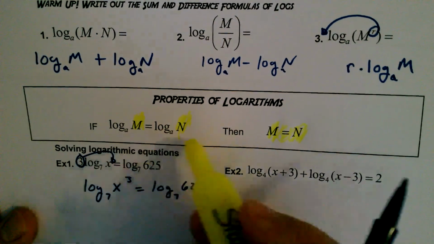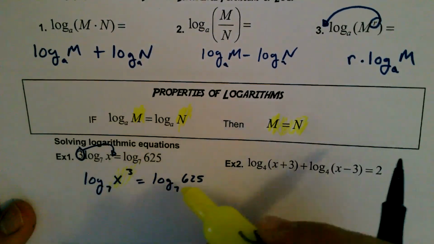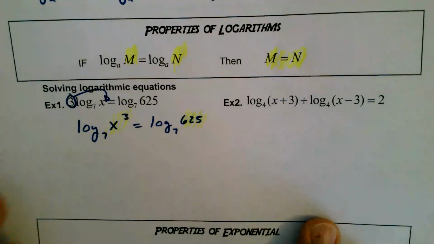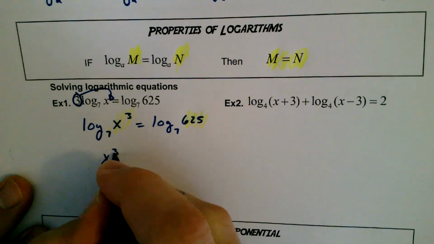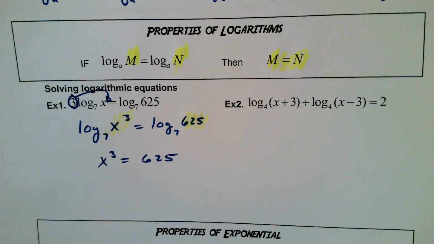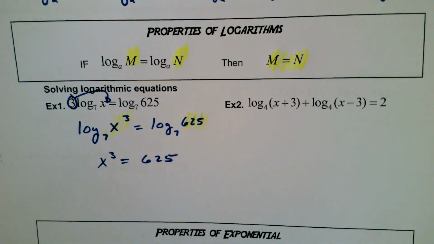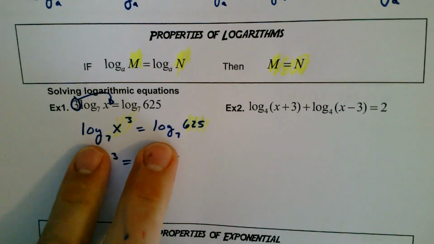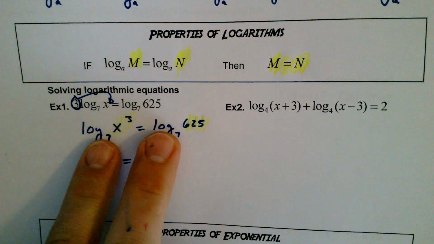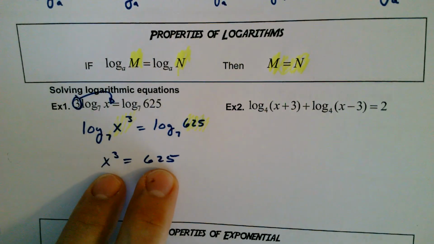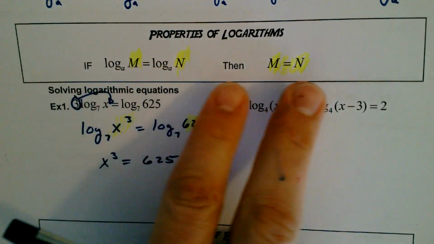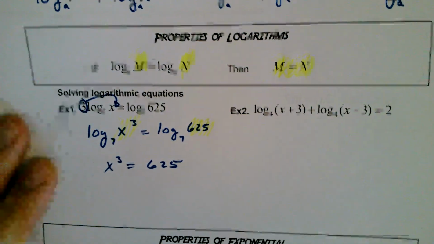And now we have logs equal logs, so the stuff on the inside must be equal. So we should be able to write x cubed equal to 625. Know why you got rid of the logs. We're always trying to get rid of logs one way or another. If we have an equation that involves a log, we've got to get rid of it. This is one way, just using our property: if log equals log, then the stuff inside is equal. That's one of the rules.